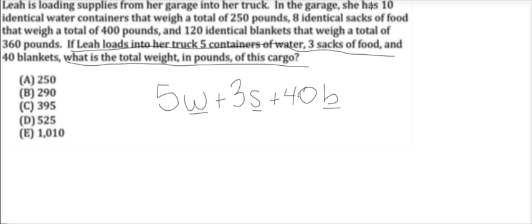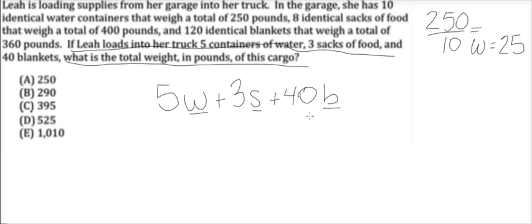Well, in the question we see that she has 10 identical water containers that weigh a total of 250 pounds. Well, if each container of water is identical and all 10 of them added together equal a total of 250 pounds, then we should be able to figure out how much each one weighs by dividing 250 by 10 because they're all identical. And therefore we find that W in this case is equal to 25 using our calculators, dividing 250 by 10.